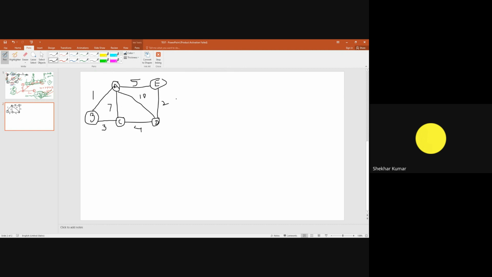This is a graph of 5 vertices, and a weight is associated with each edge. A to B, the weight of the edge is 1. A to C is 7. A to D is 10. A to E is 5. B to C is 3. C to D is 4. And D to E is 2.